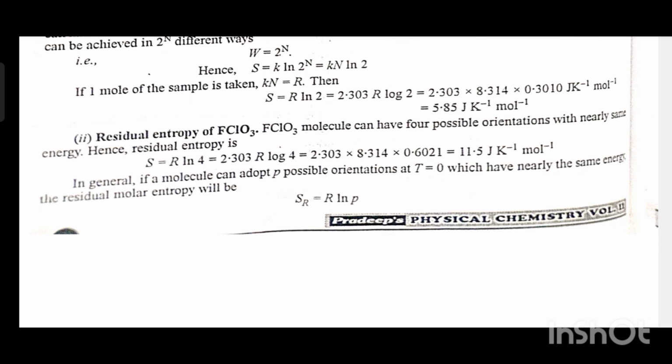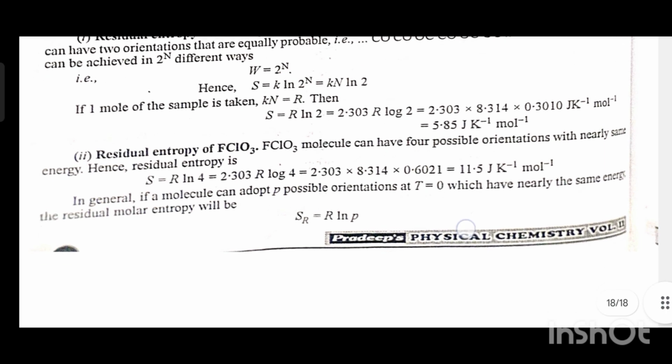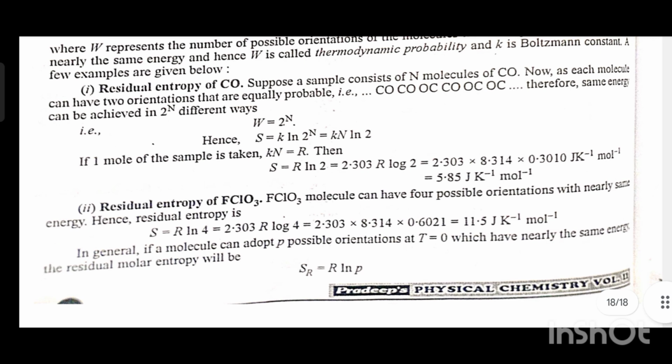If 1 mole of the sample is taken, k n is equal to R, then S is equal to R ln 2 is equal to 2.303 R log 2 is equal to 2.303 into 8.314 into 0.3010 joule per Kelvin per mole is equal to 5.85 joule per Kelvin per mole.